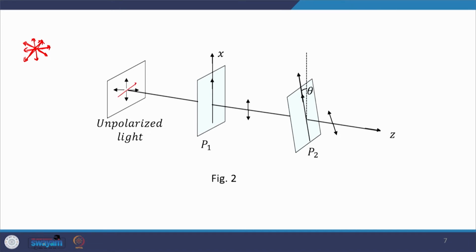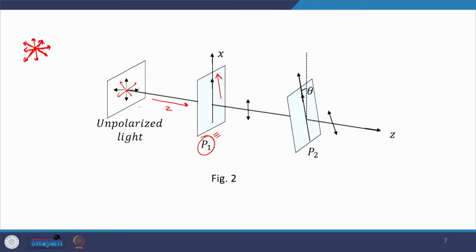Now, suppose this is unpolarized light which is being launched on this polarizer P1, and the pass axis of the polarizer is along the x axis and the direction of propagation is along the z axis. As I said before, the polarizer only allows those fields whose direction of vibration is along the pass axis of the polarizer. Therefore, in this figure, the field components which will pass through are those which oscillate vertically. Only this vertical oscillating field will come out from polarizer P1.